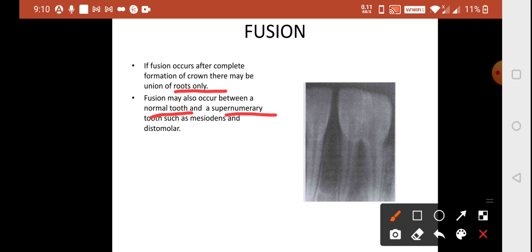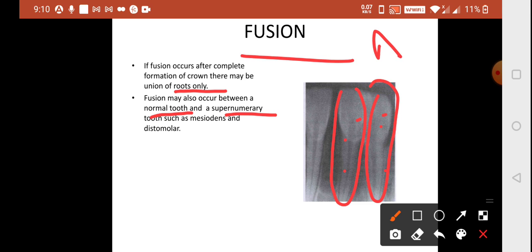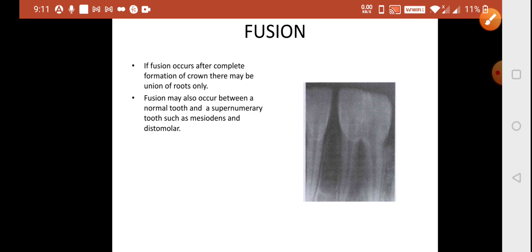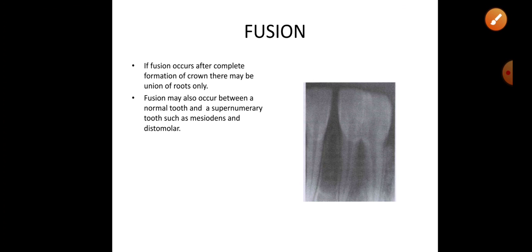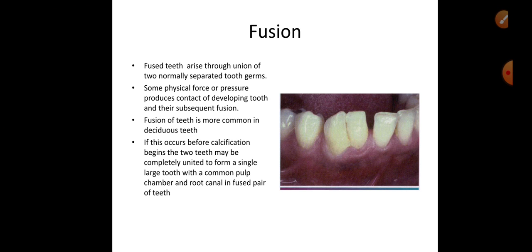So here the fusion occurred after calcification. These are two separate teeth that are completely united with each other, with two separate root canals and two separate pulp chambers. So the question that is usually asked is: fusion is found in which type of dentition? It is deciduous dentition. Or they can give you a picture and ask which type of anomaly you find in these two. So you can appreciate that this is a fusion, this is also a fusion.